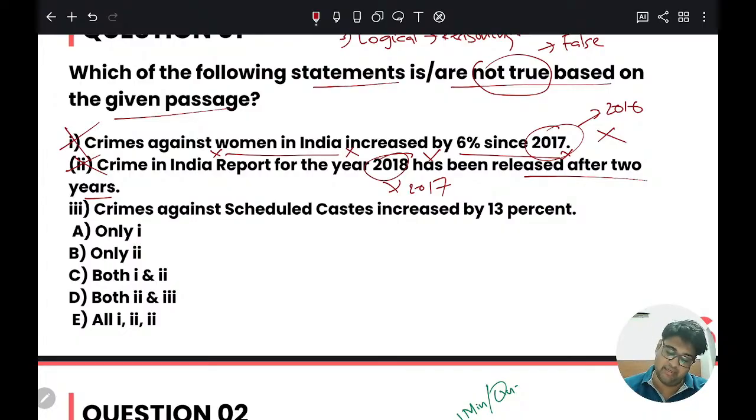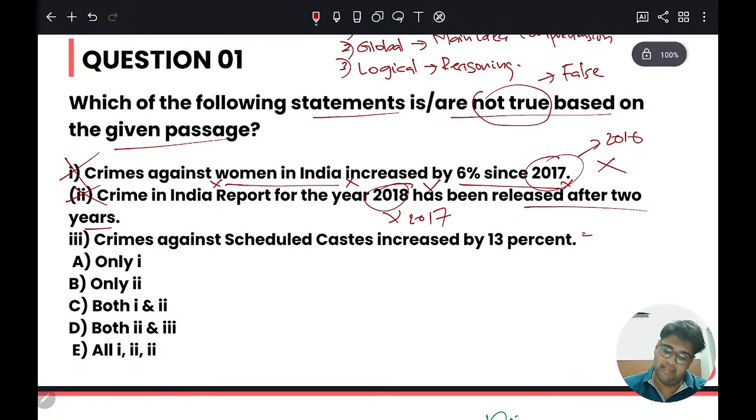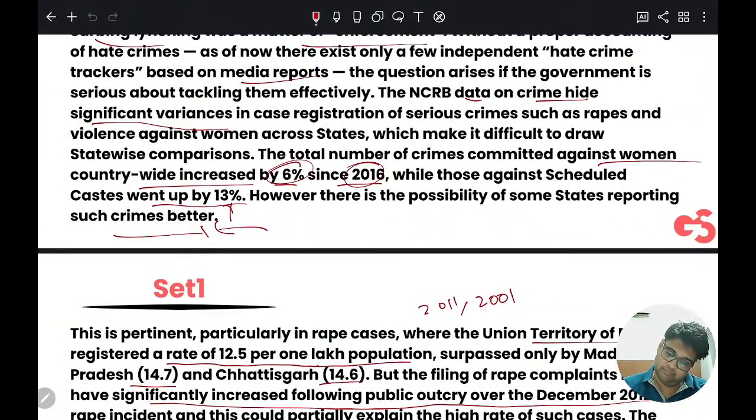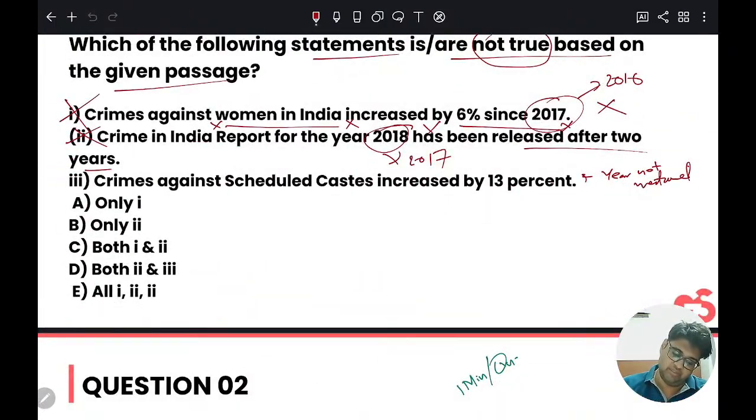Crime against scheduled castes increased by 13%, even though the year is not mentioned. The stats are right. Let's see whether the year is mentioned here. The year is only mentioned in the case of crime against women, so this is correct. So what is wrong? One and two are wrong. So C will be my right answer.